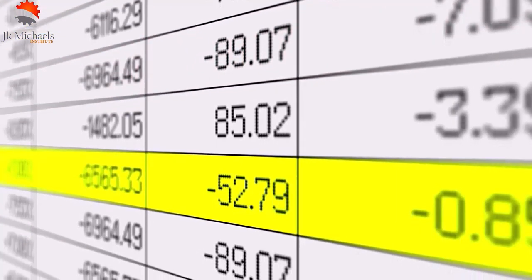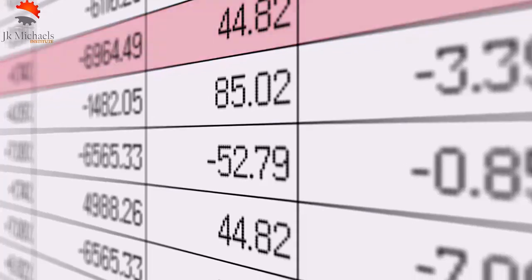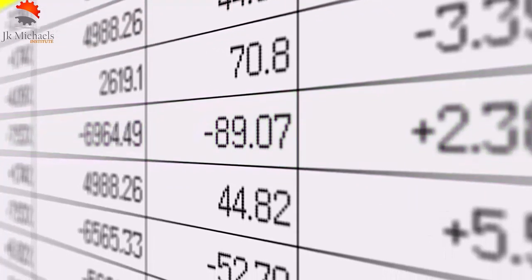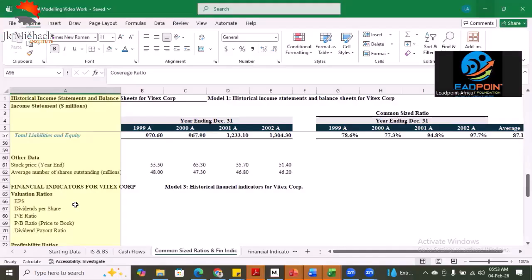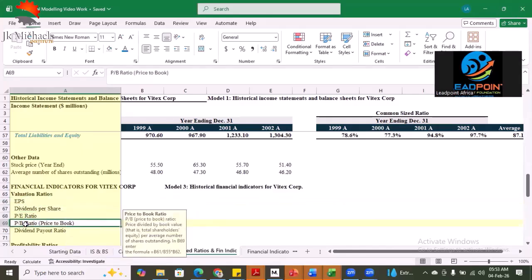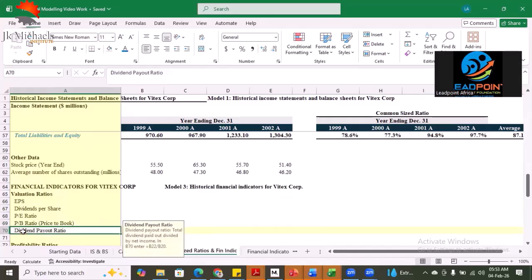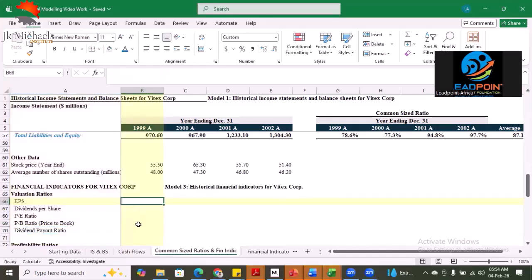And that's basically a very important metric for a business, a quoted business. And then we have earnings per share, dividends per share, price to earnings ratio, price to book ratio, and the dividend payout ratio. Now, let's begin with earnings per share. This is how much net profit is made per share.